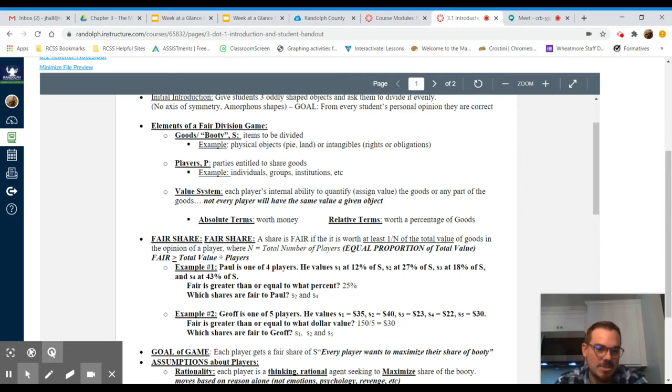What about the intangibles, the things that you can't touch or see? These are our rights. These are our obligations. These are the things that we want, but necessarily can't grasp.